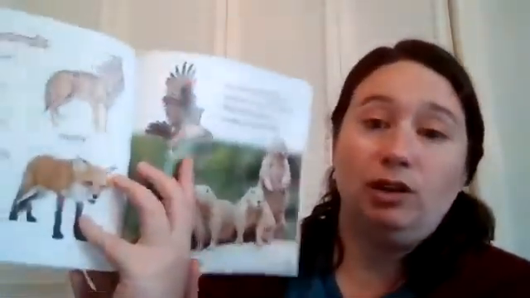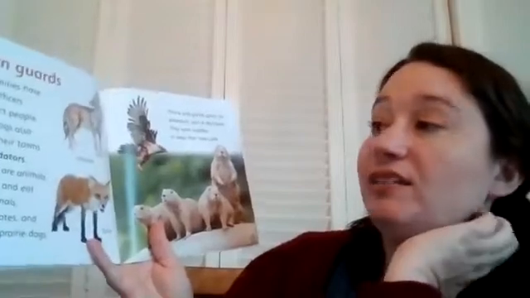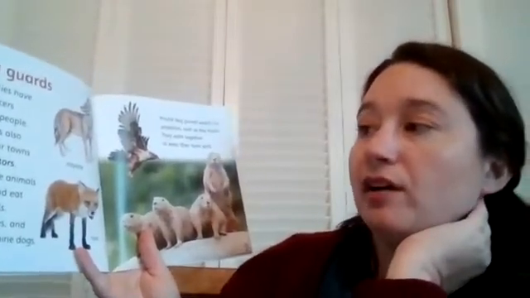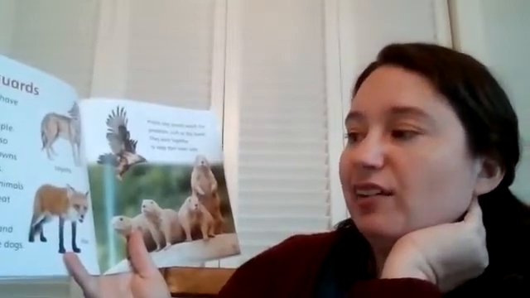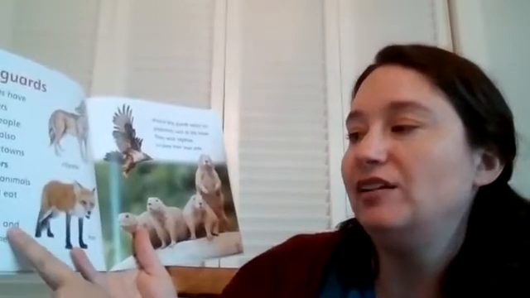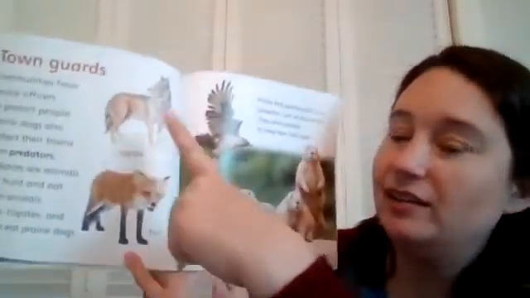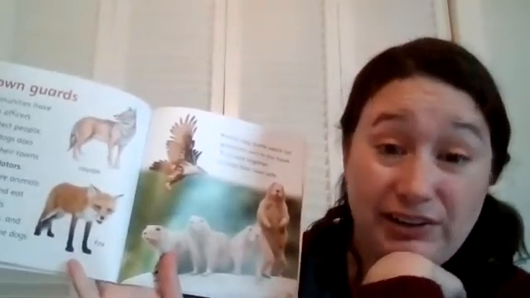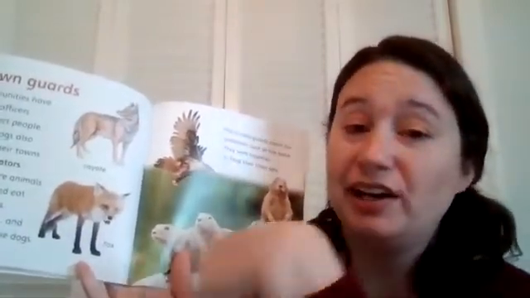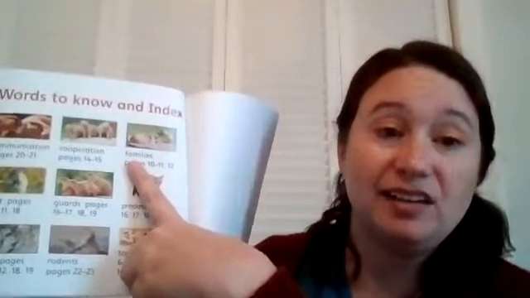16. Ooh, it says town guards. Communities have police officers to protect people. Prairie dogs also protect their own from predators. Predators are animals that hunt and eat other animals. Foxes, coyotes, and hawks eat prairie dogs. So foxes, coyotes, and hawks, those are the predators of a prairie dog. That's pretty cool information, right? And it was really cool that we were able to find it back here in the index. That told us where we can find specific information about specific topics.